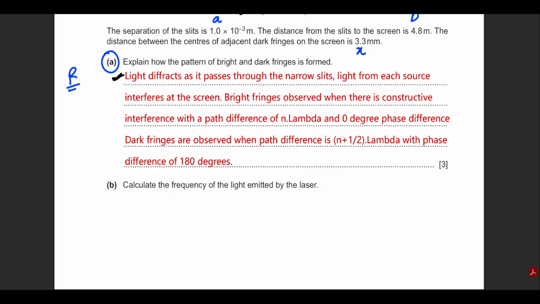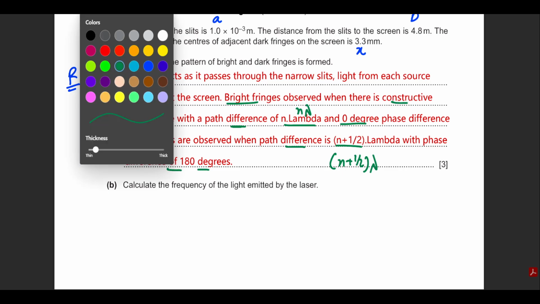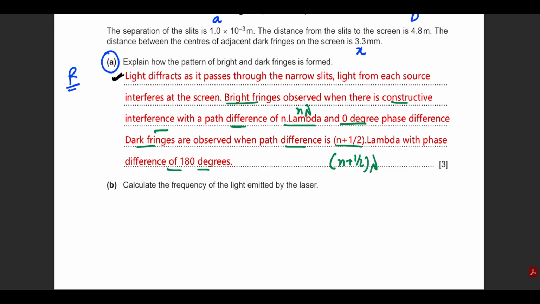And then it's all about your knowledge that the bright fringe is observed when there is constructive interference, and constructive interference can only happen when the path difference is n lambda and 0 degree phase difference. And dark fringes can only be observed when the path difference is n plus 1 by 2 lambda, with phase difference of 180. So first you gave it a situation in which this has to be done to be able to see that, and then you just showed two facts in which constructive and destructive interferences were taking place.